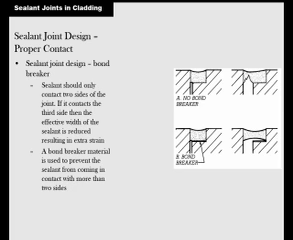Sealant joint design, bond breaker. Sealant joints should only contact two sides, is what they're saying here. If it contacts the third side, it will break the bond. So they'll use a bond breaker material to prevent it from coming in contact. So here they've put the bond breaker so that when these move and expand and contract, it will act like it's supposed to and not just be stuck to this side, causing this breakage like it shows there.